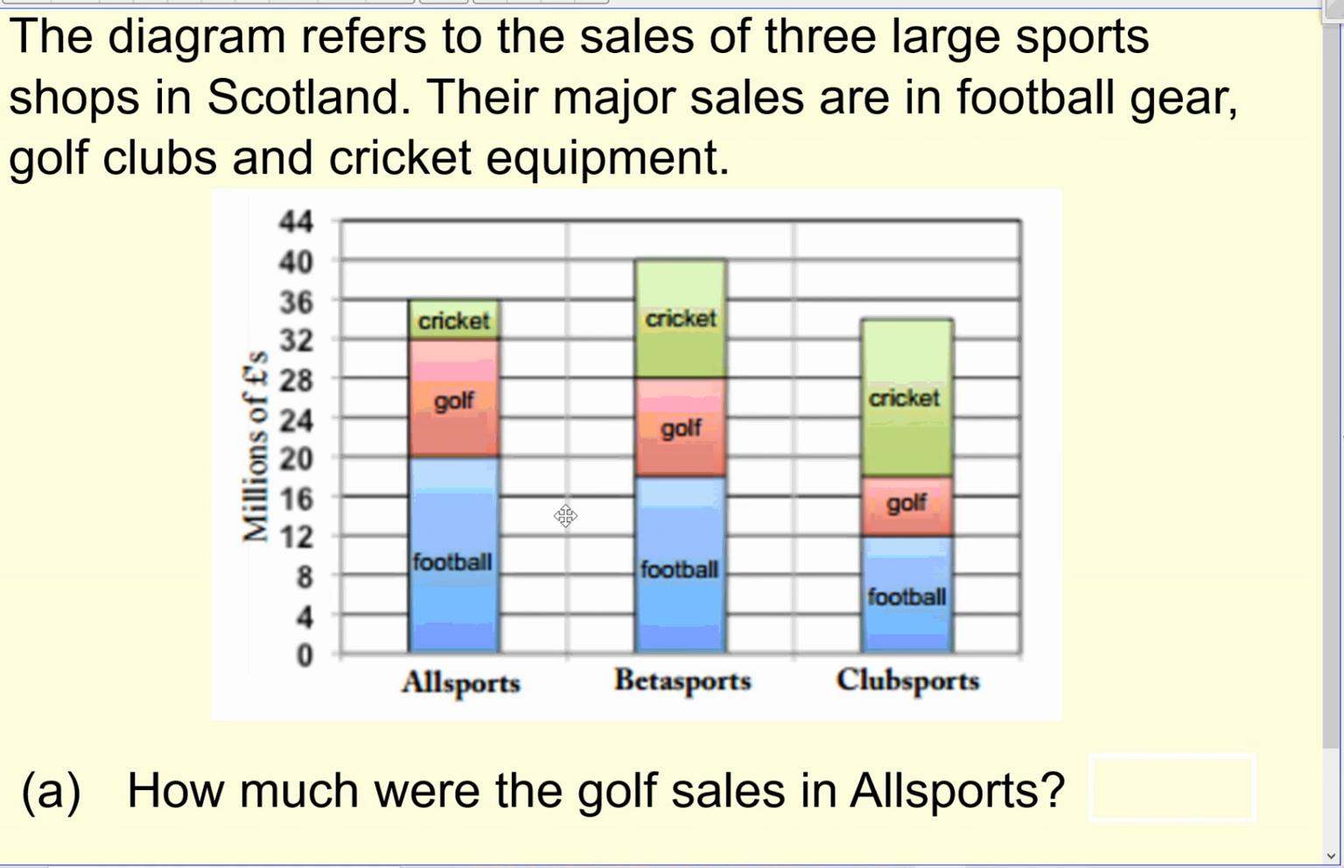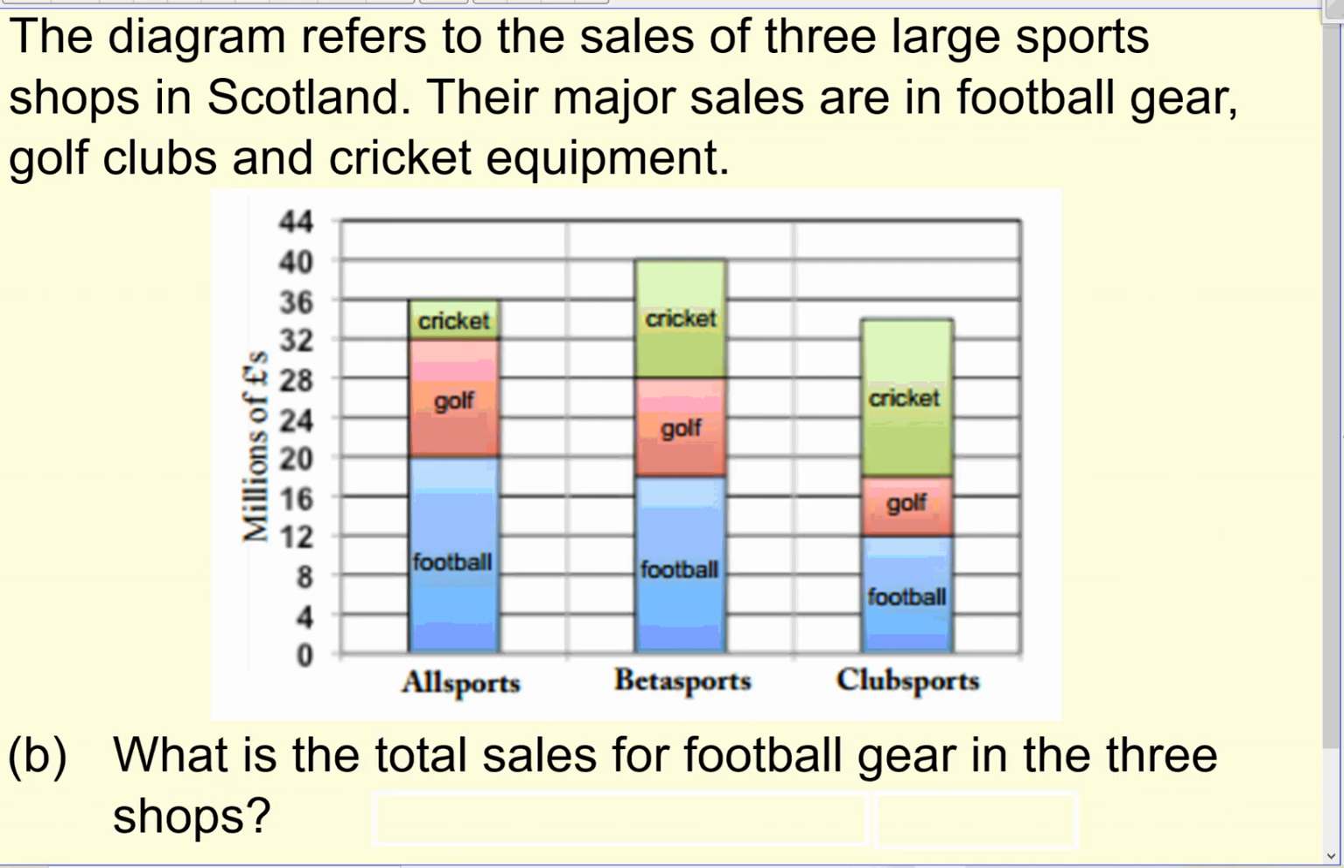So question A that we're going to do says, how much were the golf sales in All Sports? So golf is the red section. Now be careful here, we're not counting golf from 0 all the way up to 32. Golf starts at 20 and goes up to 32, and that is 12. Also, if you read the scale, it says that the scale is in millions of pounds. They haven't sold £12 worth of golf equipment in a year. They have sold £12 million worth of golf equipment in a year, because it started at 20 and went up to 32.